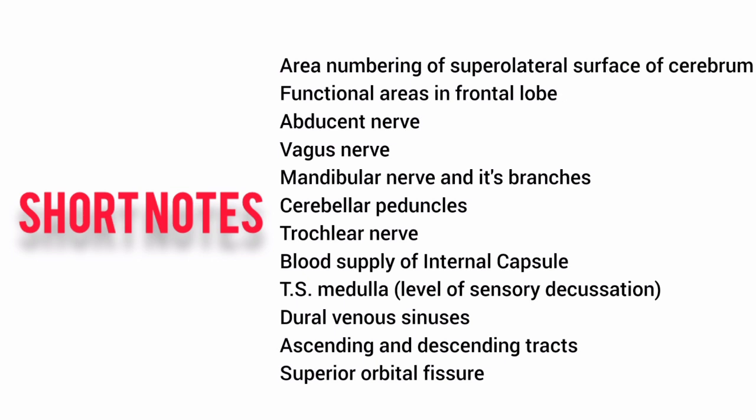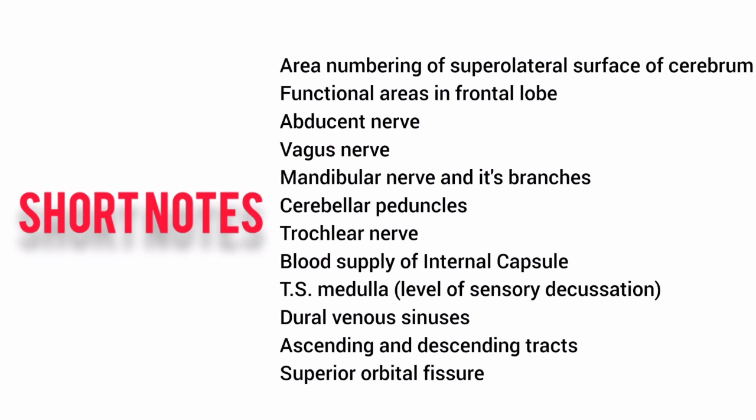Then comes the functional areas in frontal lobe. The frontal lobe is very important, and each and every function of the frontal lobe is asked in exam as a short note, maybe a 10 marks question. Then all the cranial nerves like abducent nerve, vagus nerve, trochlear nerve, these are important with all the cores. Next is the cerebellar peduncles. All the peduncles are important. In the previous slide, I mentioned about the inferior cerebellar peduncle. That is most important of the three.